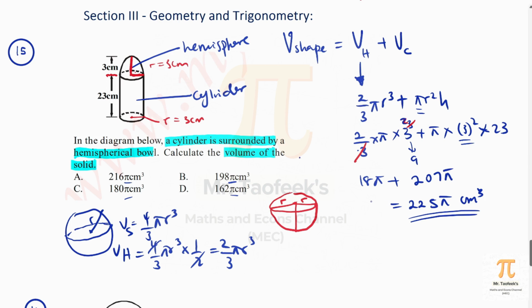And the answer is 225π centimeters cubed. Sometimes I think this is about typo errors, so we don't have the answer here, but our working out is very correct.